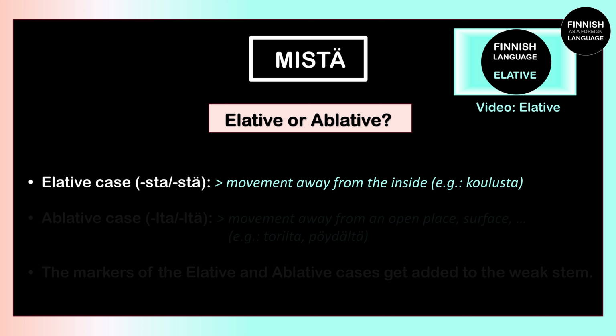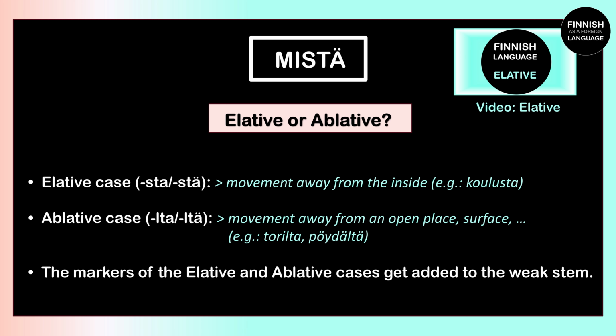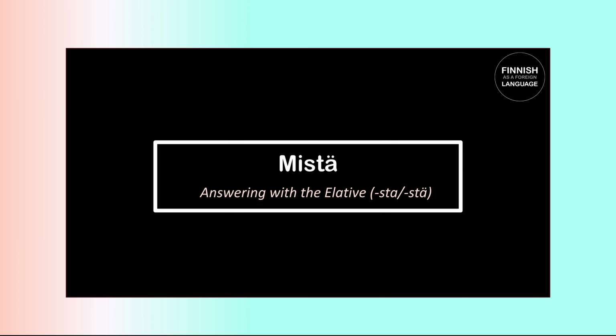The elative marker we also have to add to the weak stem of a word. However, we also have the ablative case, which is used when we want to describe a movement away from an open place, away from a surface, or not an enclosed area. For example, torilta, which means away from the market. A market is an open place, and I was at the market and now I'm leaving the market, so that's why we need the ablative case here. The marker of the ablative case is lta or ltä, which we also have to add to the weak stem of a word. Alright, let's focus on some examples of the elative case for now.